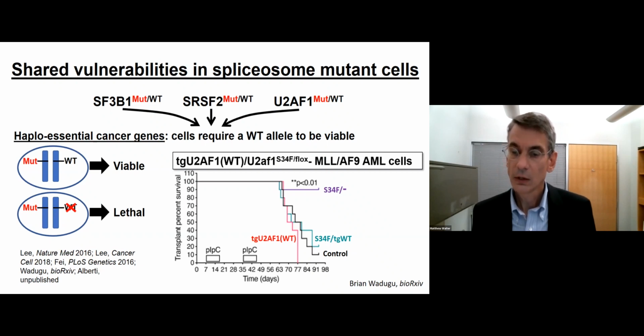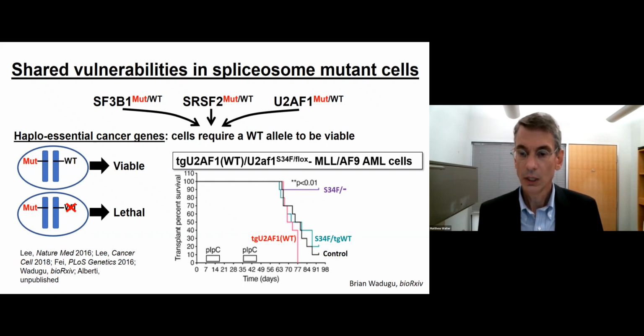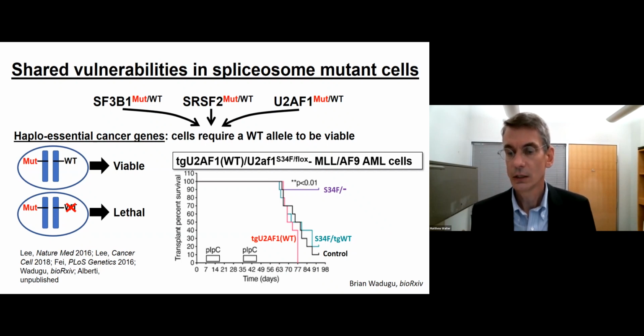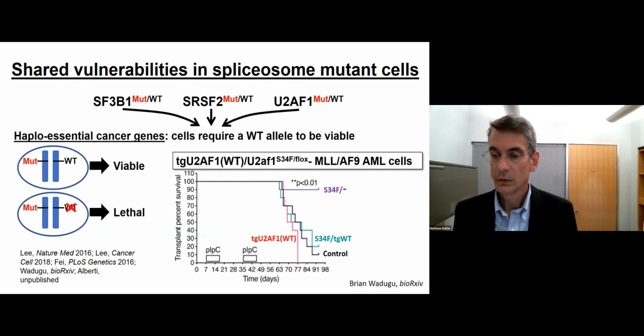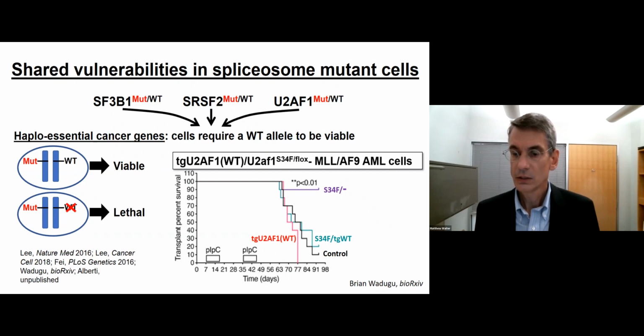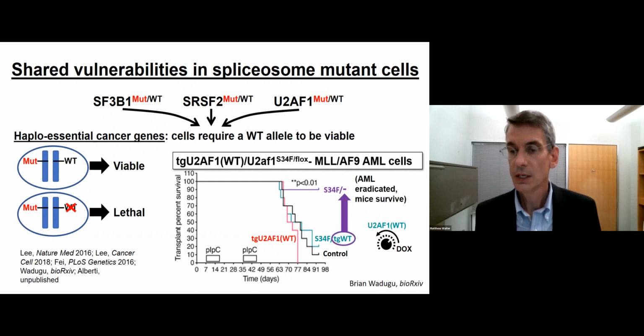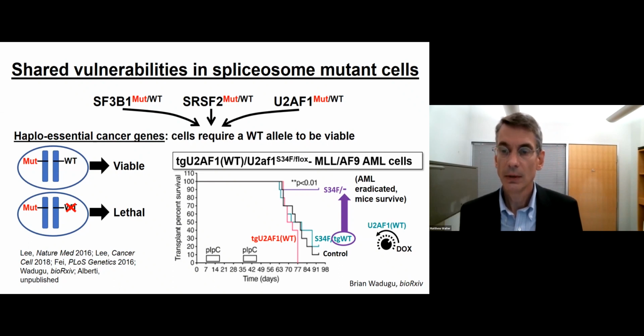And you can see in the black curve, the control mice that received no doxycycline or PIPC, that they succumbed to their leukemia. In addition, if you just express the wild type using a transgenic doxycycline-inducible system, those animals also died of leukemia. And finally, the heterozygous S34F wild type expressing mice also had lethality. However, if we now take these mice and we turn down the wild type expression by removing doxycycline, you can see you've created a hemizygous state, and these AMLs are eradicated and the mice survive.